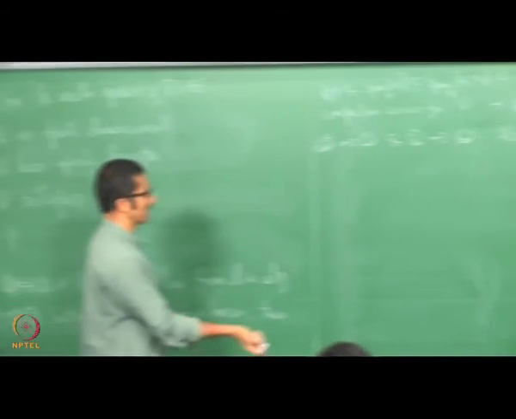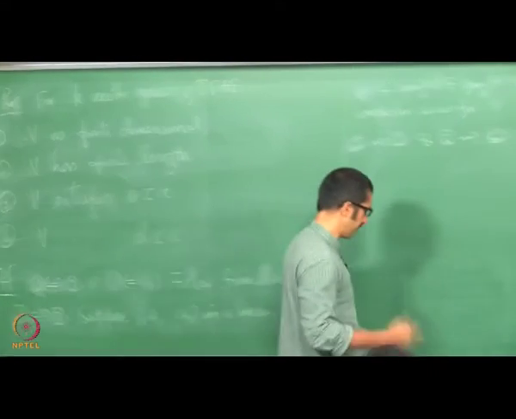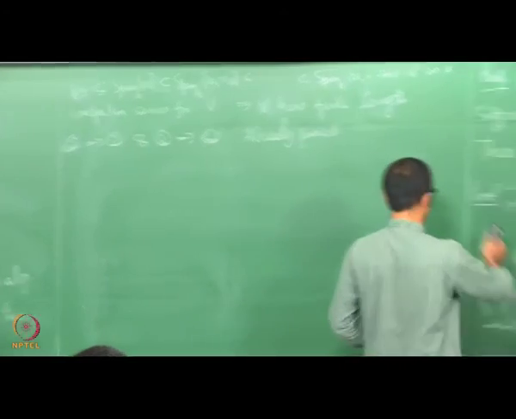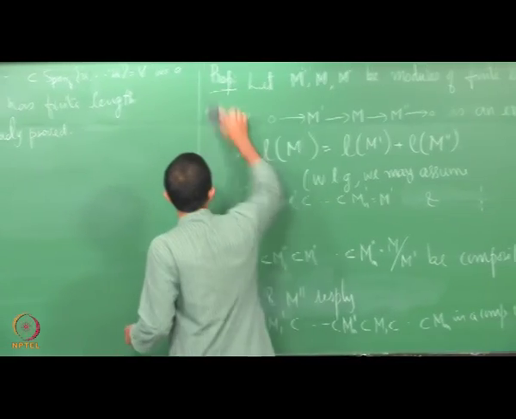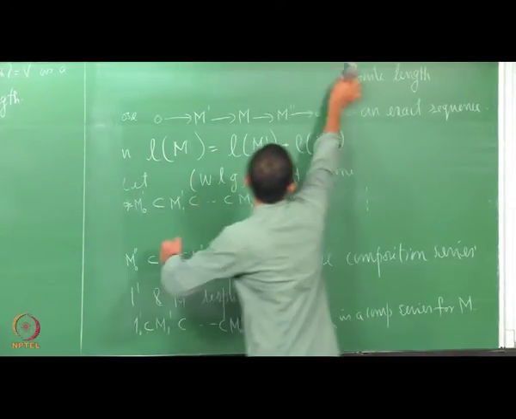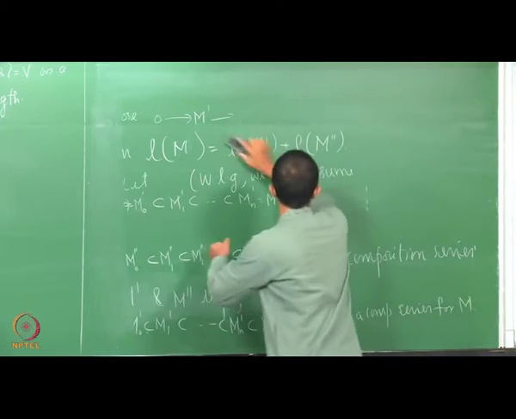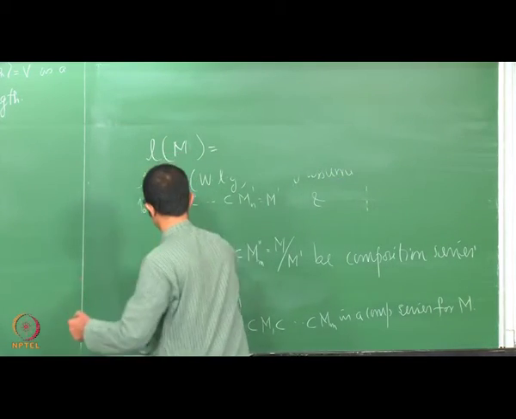So, on vector spaces, finite dimension is equivalent to saying that it is of finite length, which is equivalent to saying that the ascending chain condition and descending chain condition are both satisfied.